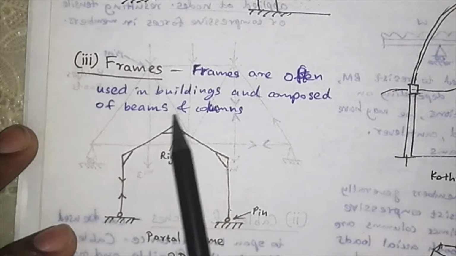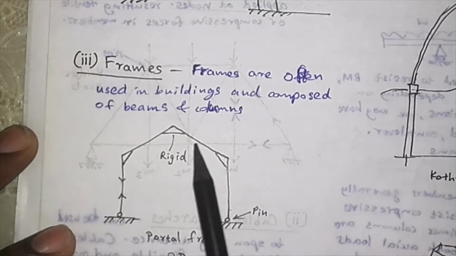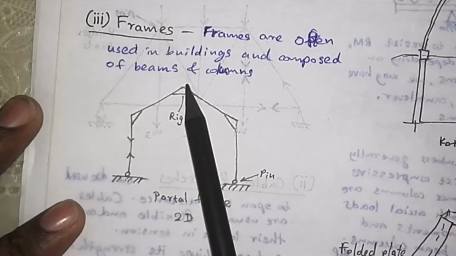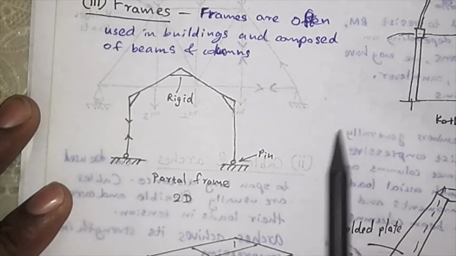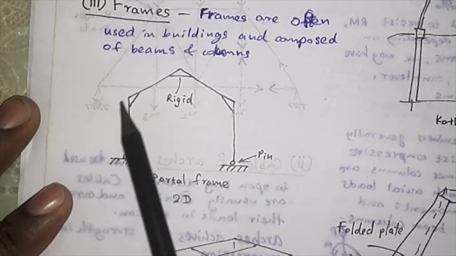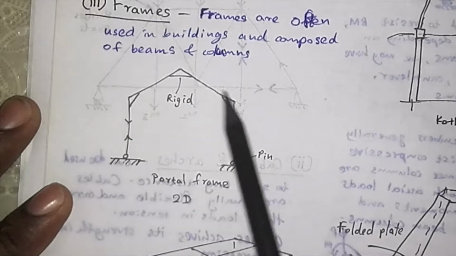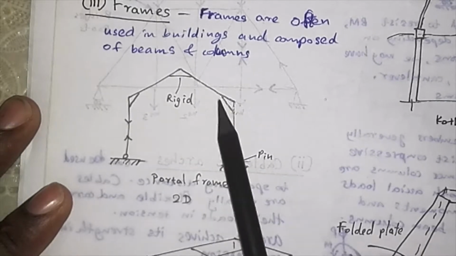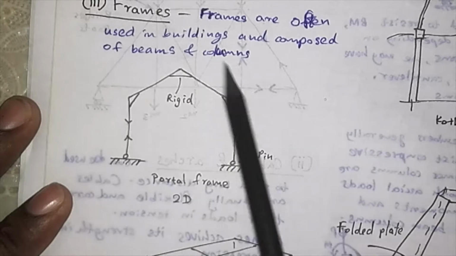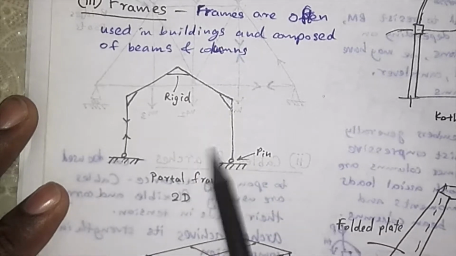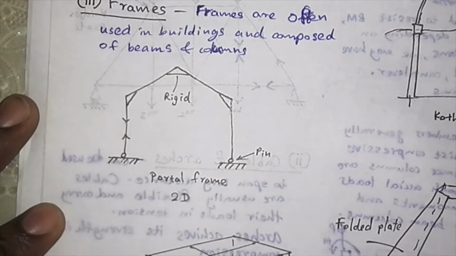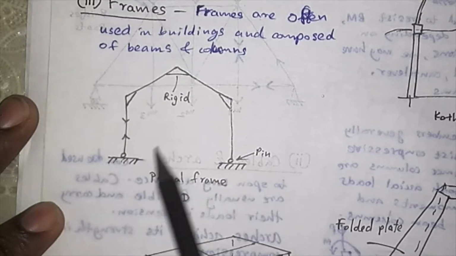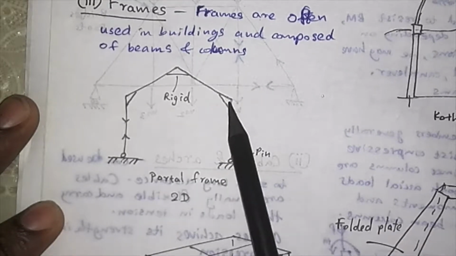And we have frame types of structures. Frames are often used in buildings and composed of beams and columns. This is a frame, a total frame. Portal frame, we call it portal frame. This is a 2D plane, and these are 2 columns, and you have a kind of beam type of structure but slanted, all together in one system. So we call this entire part a 2D portal frame. There can be pin joints, and rigid joints.